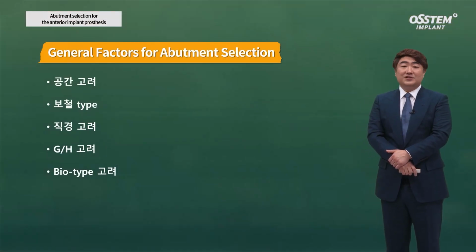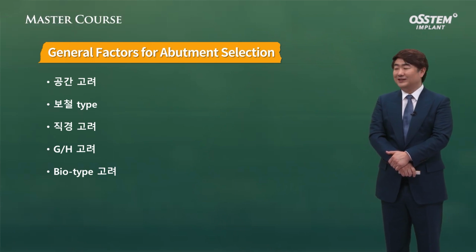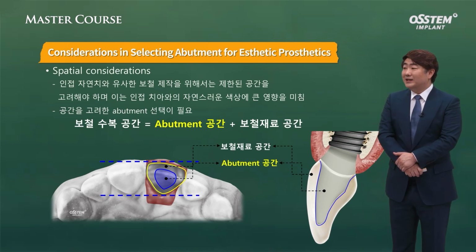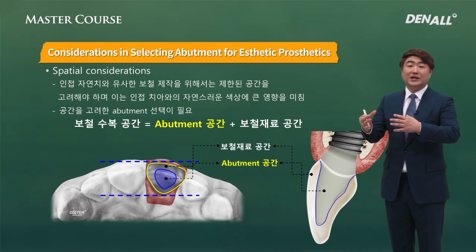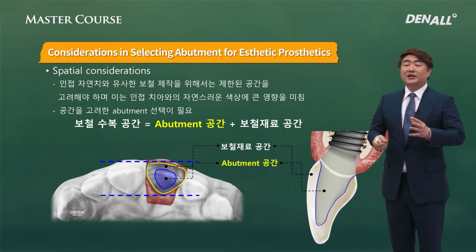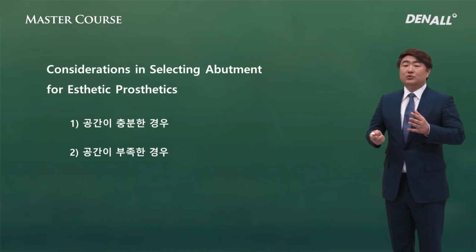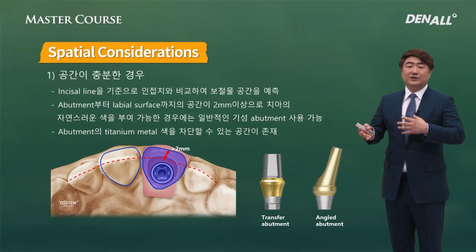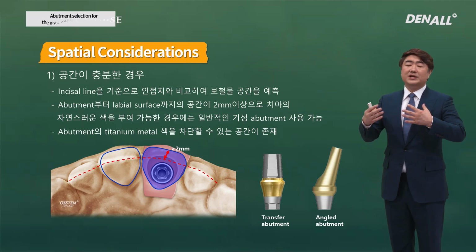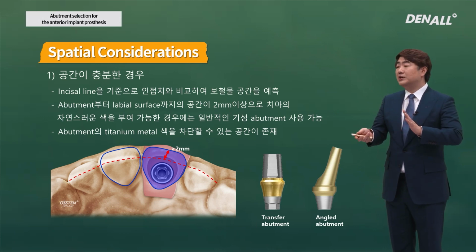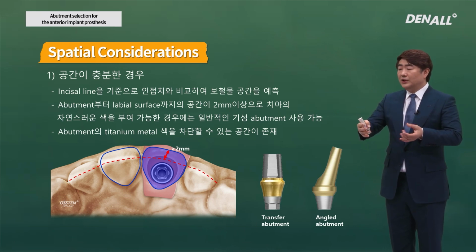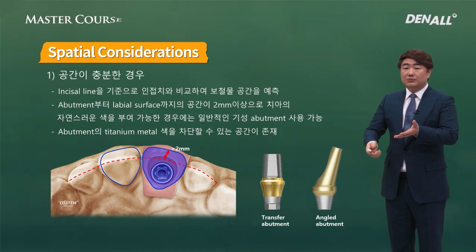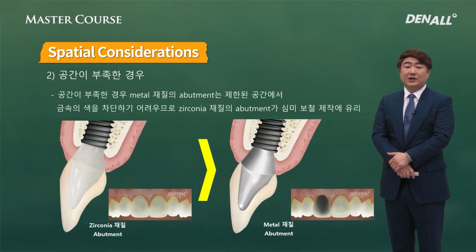Next is about things to be considered in abutment selection. I'll keep this part short. First is space. I'm talking about the space for the abutment, gingiva, and prosthesis material. If the space is sufficient, a stock abutment is possible. But if the prosthesis space is not sufficient, then the top part should be a custom abutment. And if the gingiva space falls short, then a gingiva abutment might be a better choice.